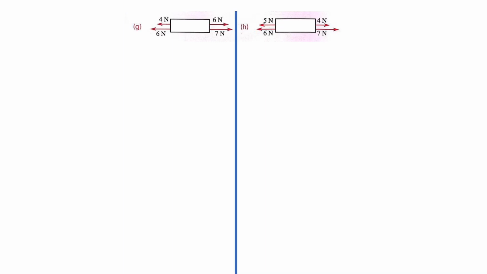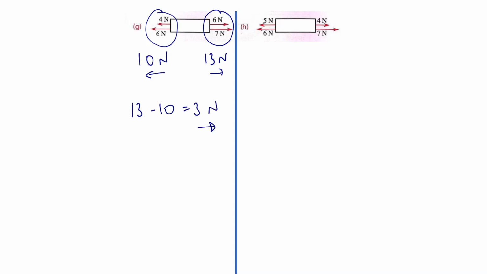Again, slightly trickier in that we've got 4 forces to take into consideration, so again, press pause, have a go, and then when you're ready, we'll go through the answers. So on the left-hand side, acting in the same direction, 10, 6 plus 4. And on the right-hand side, 13 newtons, 7 plus 6. So then we can say 13 minus 10. The difference between the two is 3 newtons, and it will be towards the right.